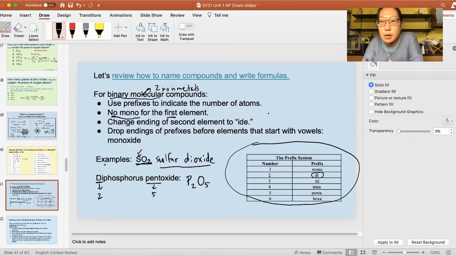So that's how we name and write formulas for molecular compounds, for these binary molecular compounds. Now, we're not going to do any organic chemistry. If we have time at the end of the year, we will. But we're just going to learn to name these. Okay, any questions on this?